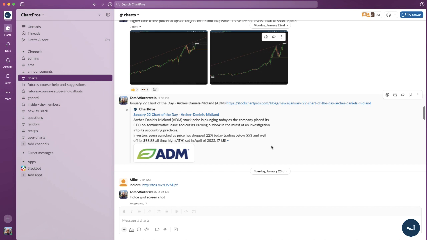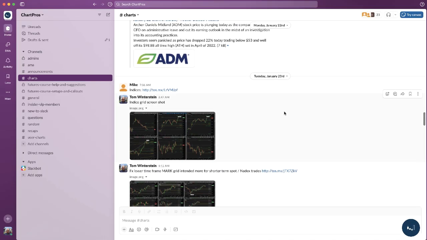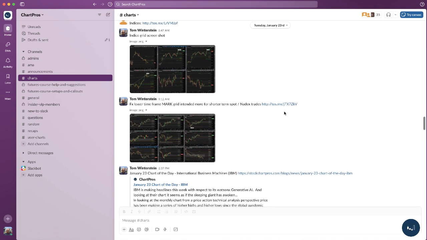So moving along, we can see that the last thing that was posted on that day was chart of the day, and that's a post that's new every single day. As a Trade Room member, you are the first to receive that. It has a little synopsis as well as a direct link that takes you out to chart of the day.